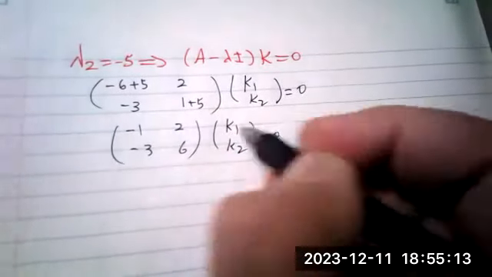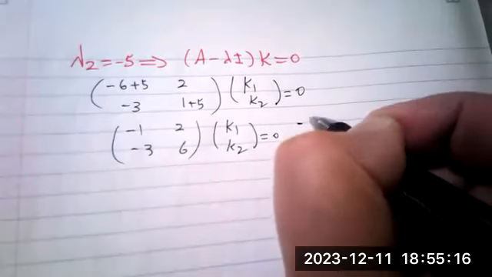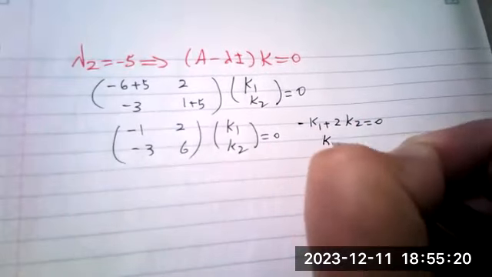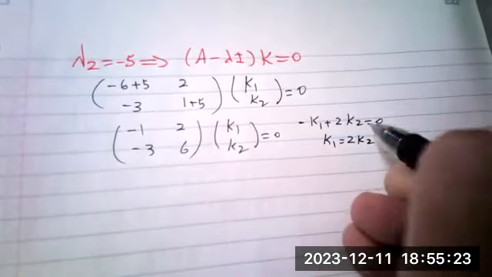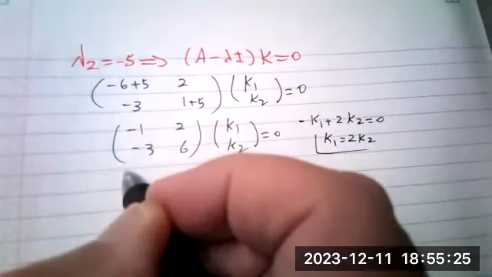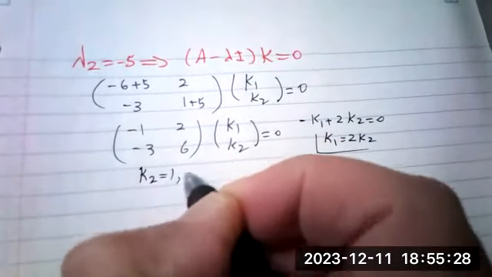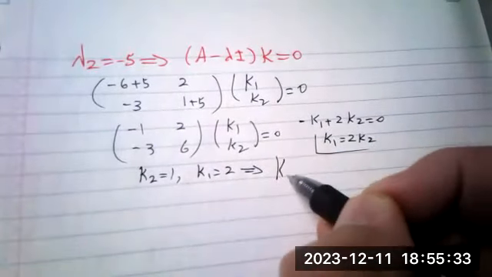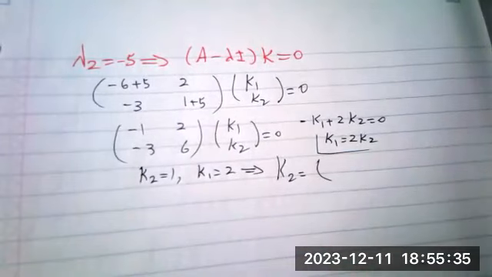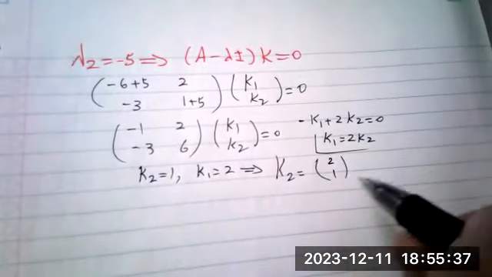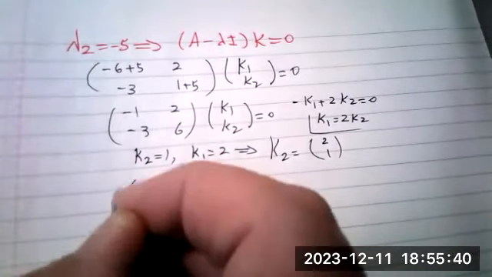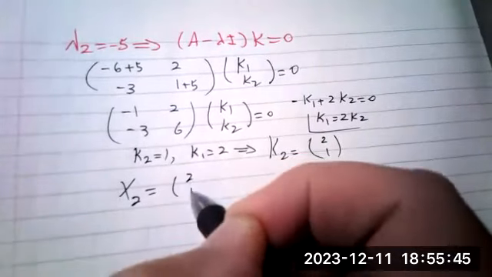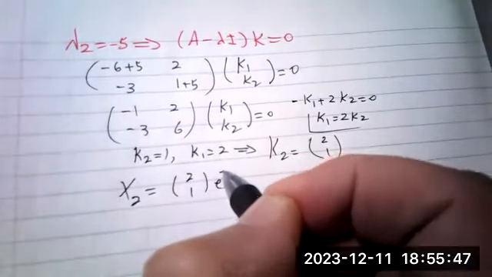So just multiplying the first row, that gives me negative k1 plus 2 k2 equal to 0. So we get k1 equal to 2 k2. Pick a number again. I pick k2 equal to 1, so k1 will be equal to 2. The corresponding vector for this one is 2, 1, and the corresponding solution x2 is 2, 1 times e to the negative 5t.